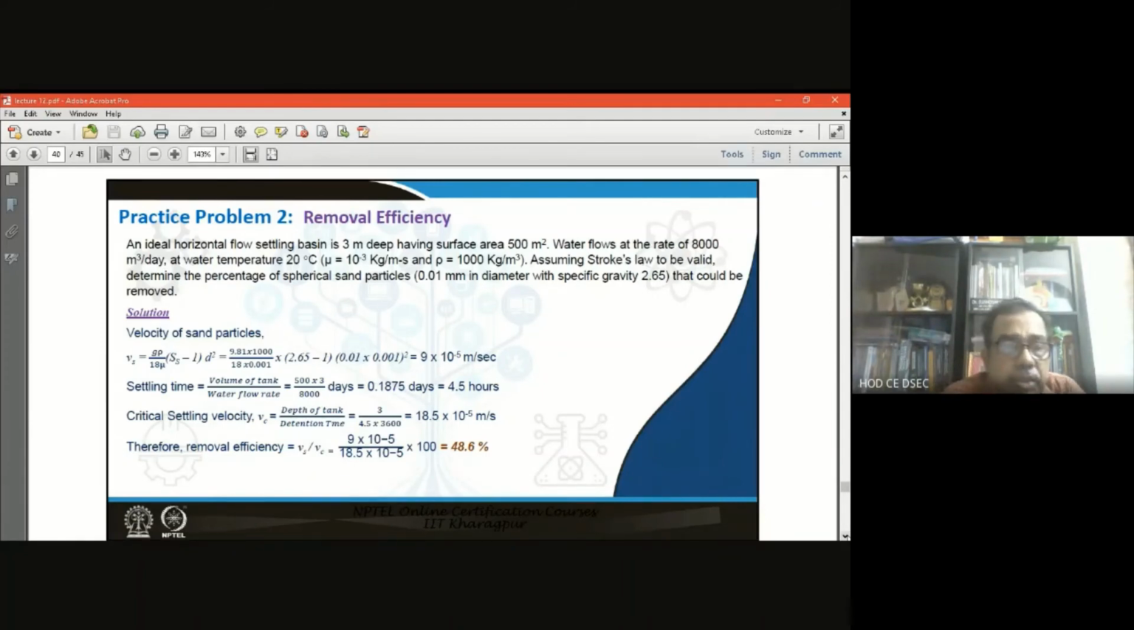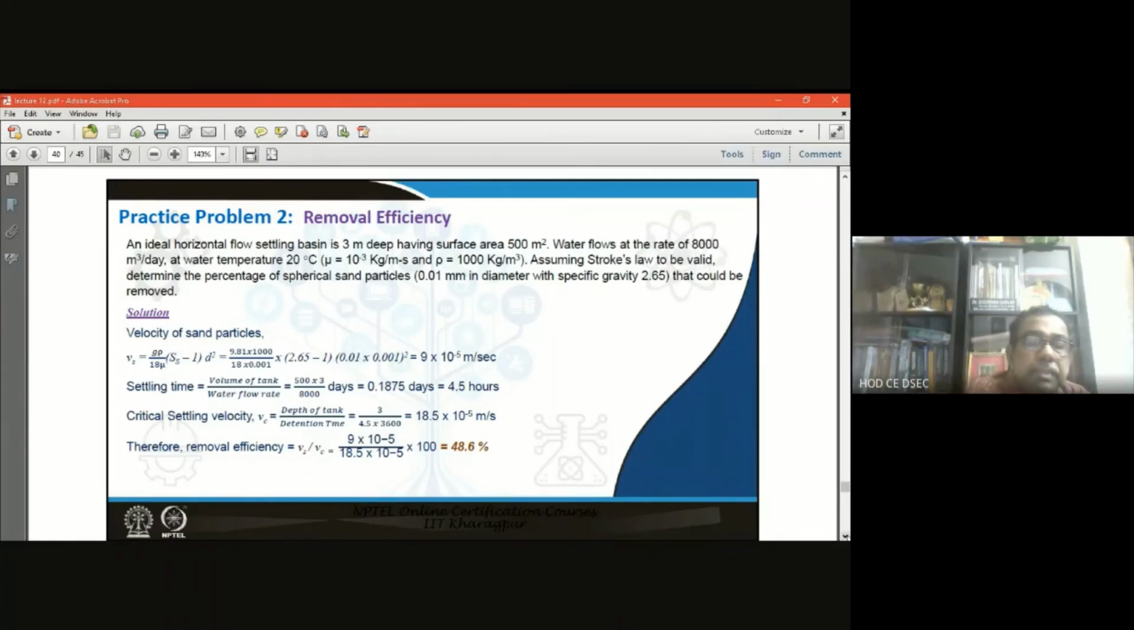In this type of question, as it is given that you can apply the Stokes law, first you find out the Vs applying the Stokes law. The values are always given: g is given, rho is given, mu is given, Ss is given, and d, the particle diameter, obviously is given. So you have found out the Vs is 9 into 10 to the power minus 5 meter per second.